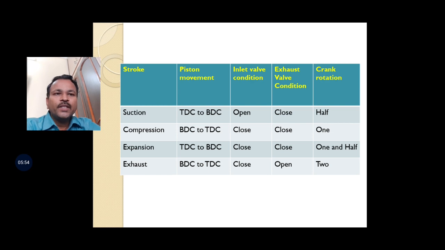Expansion stroke, TDC to BDC. Inlet valve and exhaust valve are both closed. Crank will be at 1.5 revolutions. Next, the last one is the exhaust stroke, BDC to TDC. Inlet valve is closed, exhaust valve is open, crank rotation is 2. So 2 revolutions of the crank for every 1 power stroke.